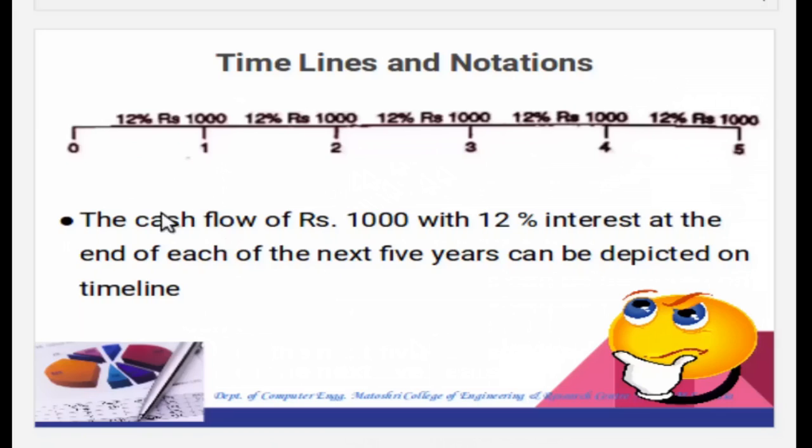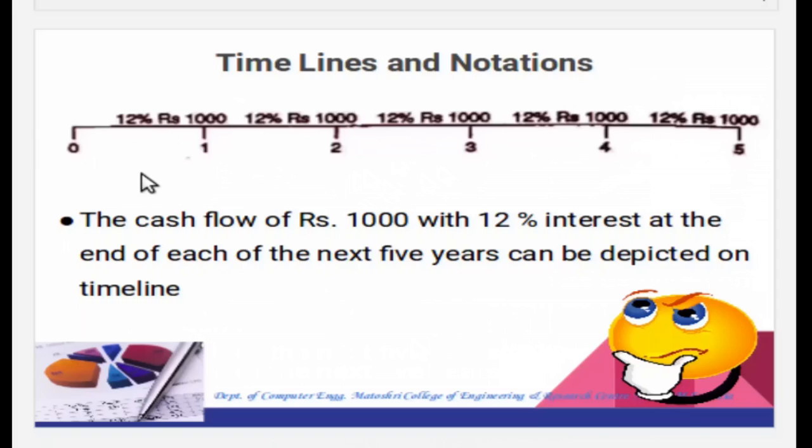This figure represents the cash flow of rupees 1000 with 12% interest rate at the end of each of the next 5 years, which can be depicted on the timeline. Time 0 refers to the present period, and therefore a cash flow that occurs at time 0 is already in present value terms and does not need to be adjusted for time value.